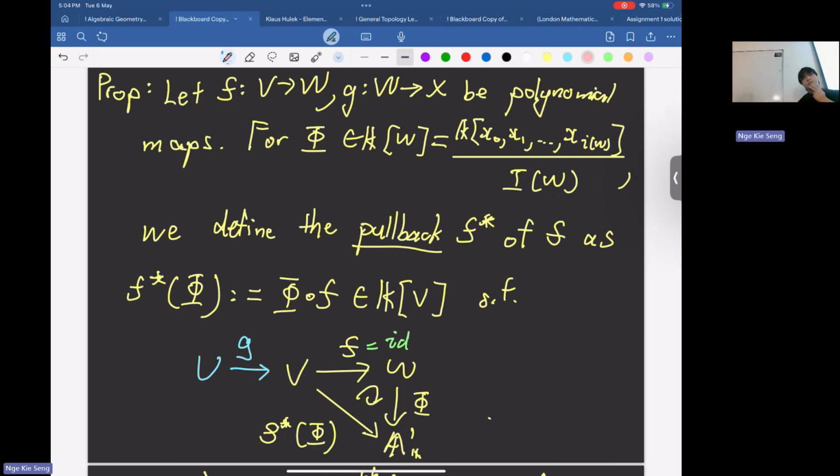You might get a non-polynomial function. Then it's not an affine algebraic set. Okay, all right.